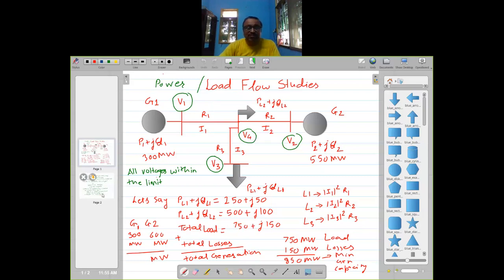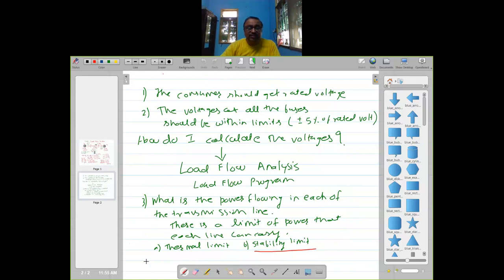So the third thing I will write is, phase angles of buses should be within limit. Otherwise, the stability limit will be exceeded. So, phase angle differences.